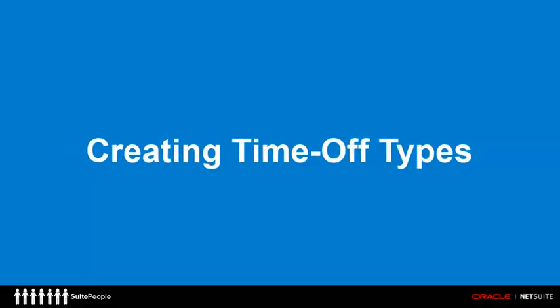I'll now go into detail on the first step in the time off management process, creating time off types. Time off types should be consistent with your company time off policies. You can create unlimited time off types to reflect the various policies at your company. For example, you would create a time off type for vacation and another for sick leave.